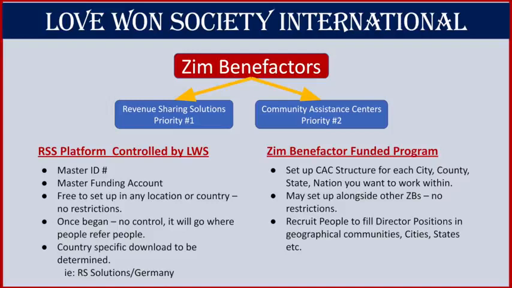So a little coordination could be a good idea, but we don't require that. You're in charge of your activities, and if you want to work with other people, then that's a good thing, but we're not in charge of that. You guys are, whoever wants to be involved. So the main purpose for the ZIM benefactor then is to recruit people to fill director positions in geographical communities, cities, states, countries, and so on.